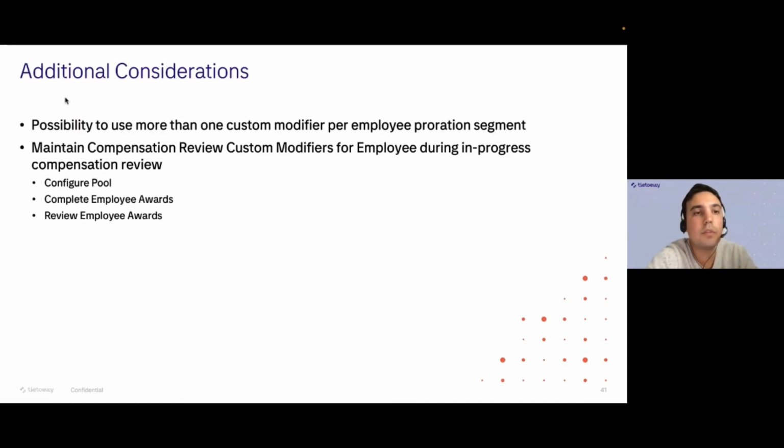This task that we saw, maintain compensation review custom modifier for employee, where I was applying the percentage of this custom modifier, can be done only during an in-progress compensation review in 3 different steps: configure pool, complete employee awards, and review employee awards. So this task is not available on the initiation of the compensation review process. It's not available on the manage impacted employee step, and of course, it's not usable if the process is finalized. So keep this in mind if you want to opt in for this feature.